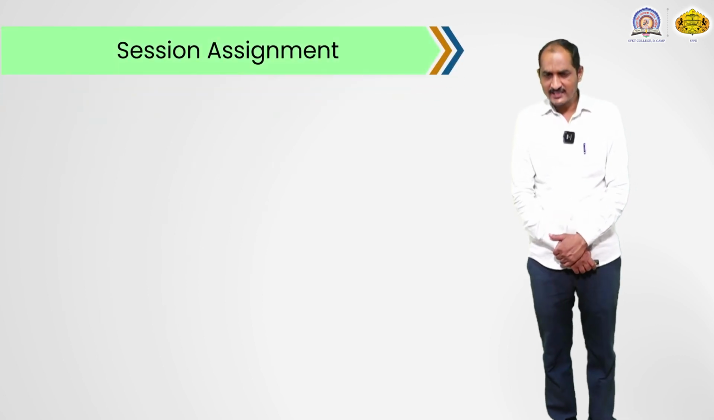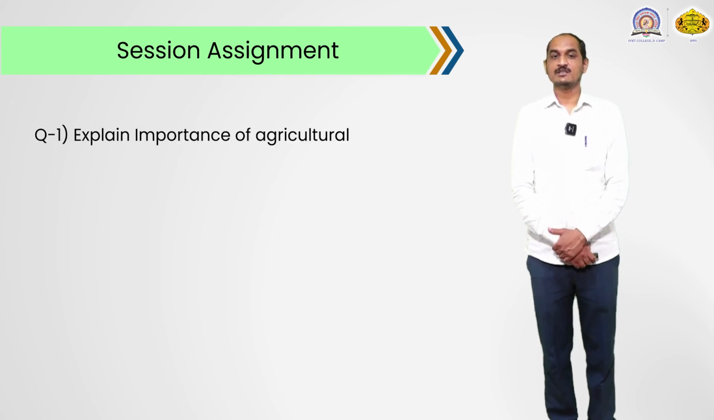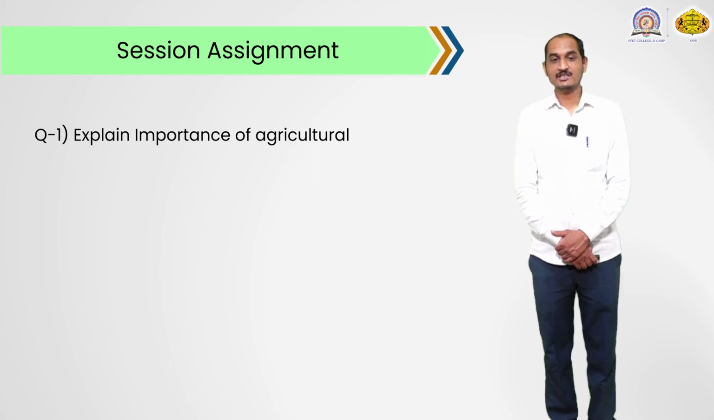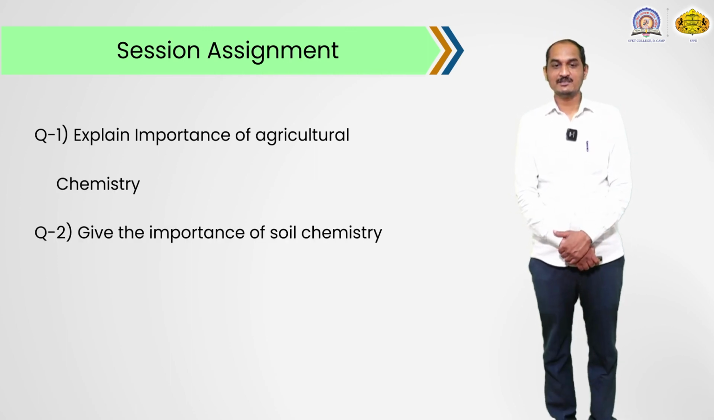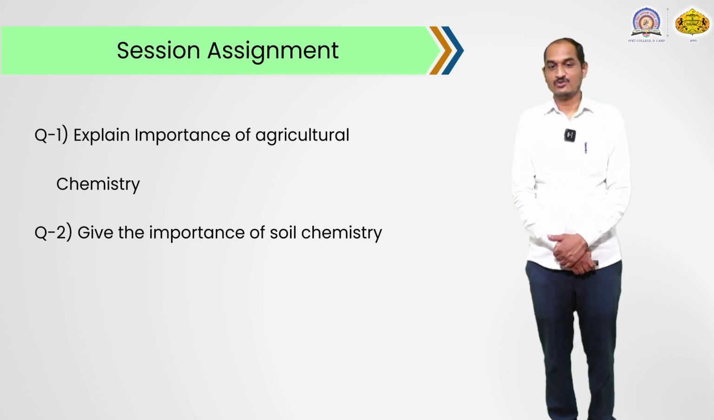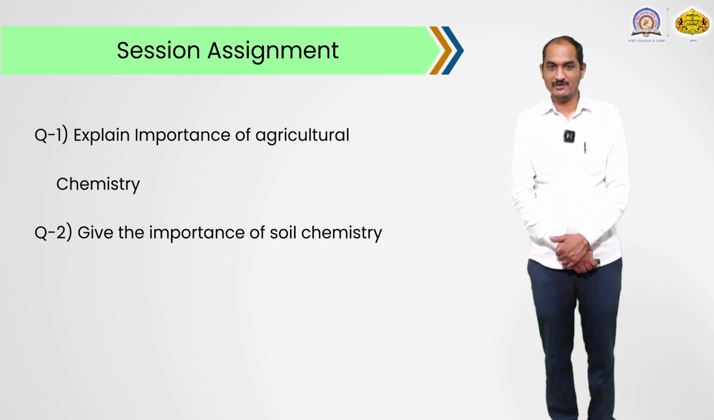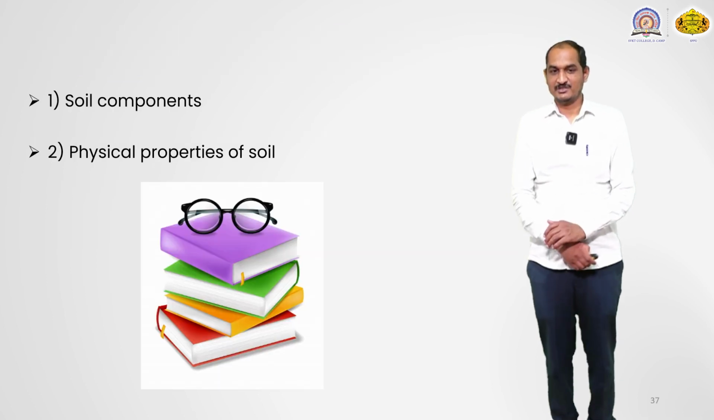There is one assignment on the basis of today's session. In the assignment you have to solve two questions. The first question is: explain the importance of agricultural chemistry, and the second is: give the importance of soil chemistry. Solve these two questions from today's session and send them to me on the Google Classroom prepared for the TYBSc students for our subject.